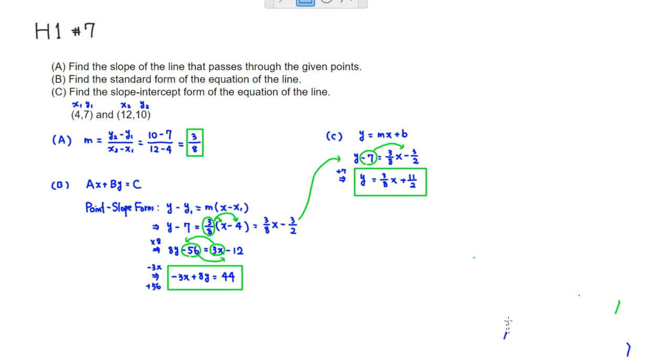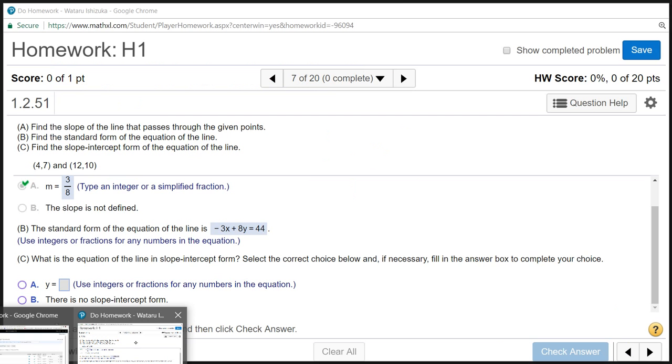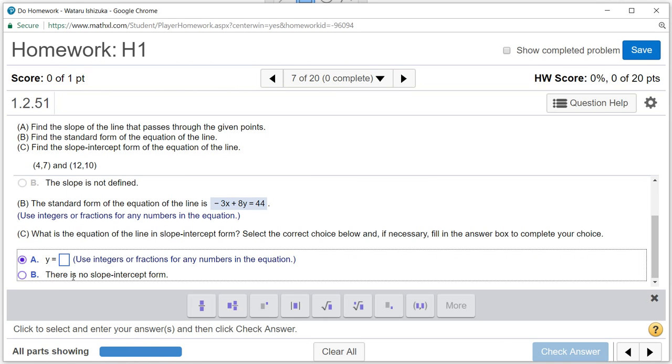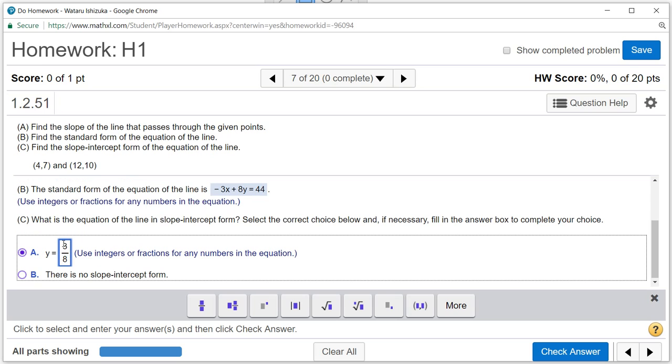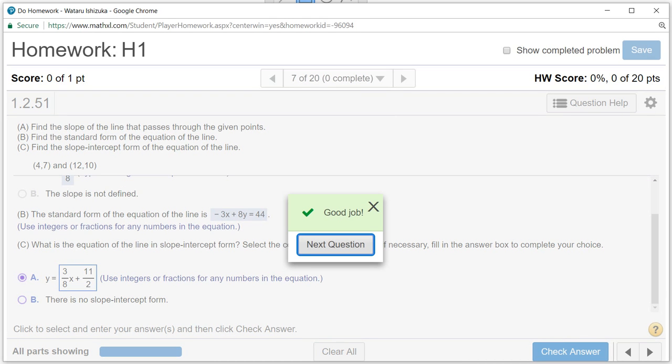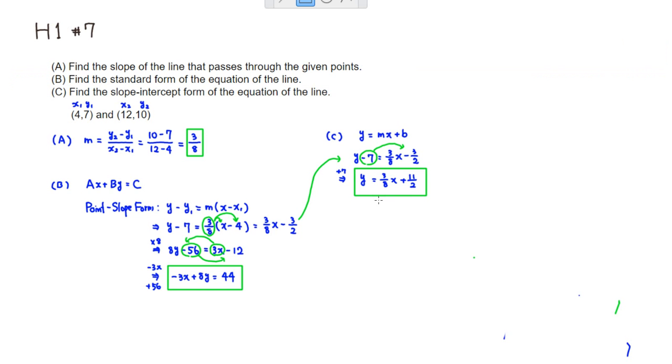So let's type it in. We have right here 3/8 x plus 11 over 2. Let's check the answer. So we got that. That's it. I hope that this was clear.